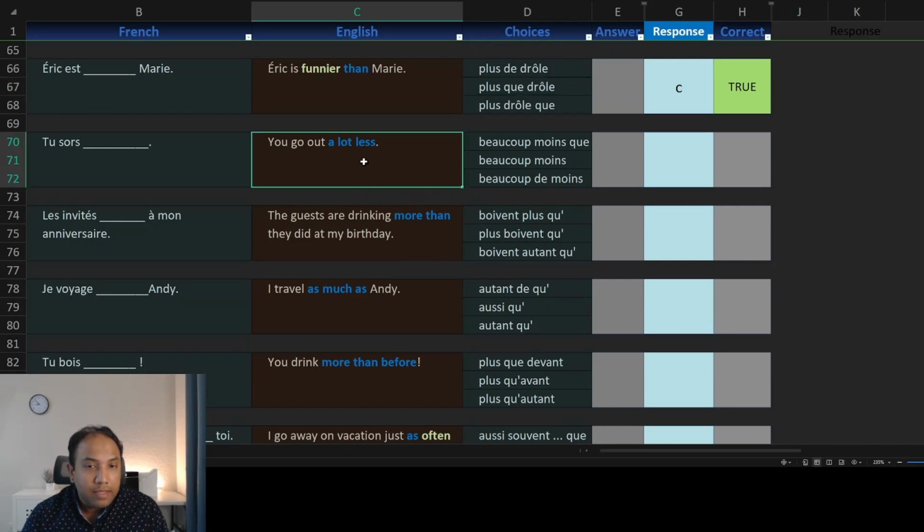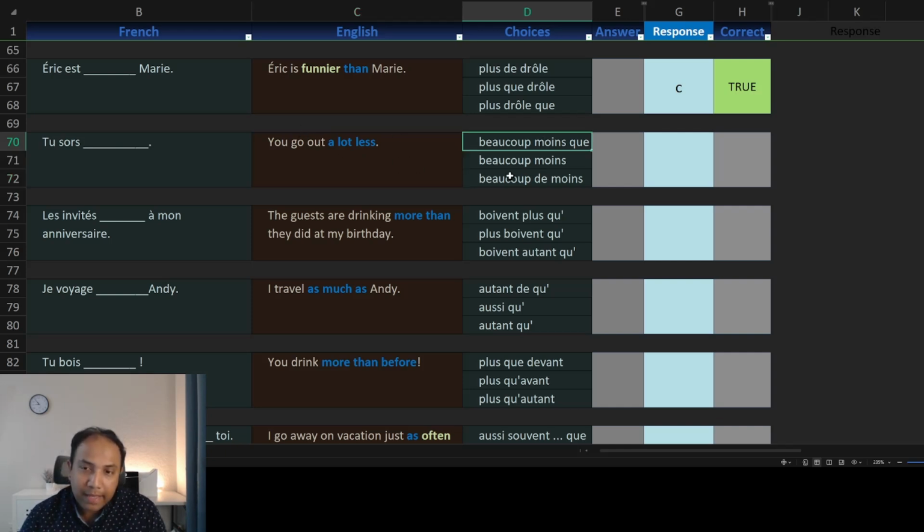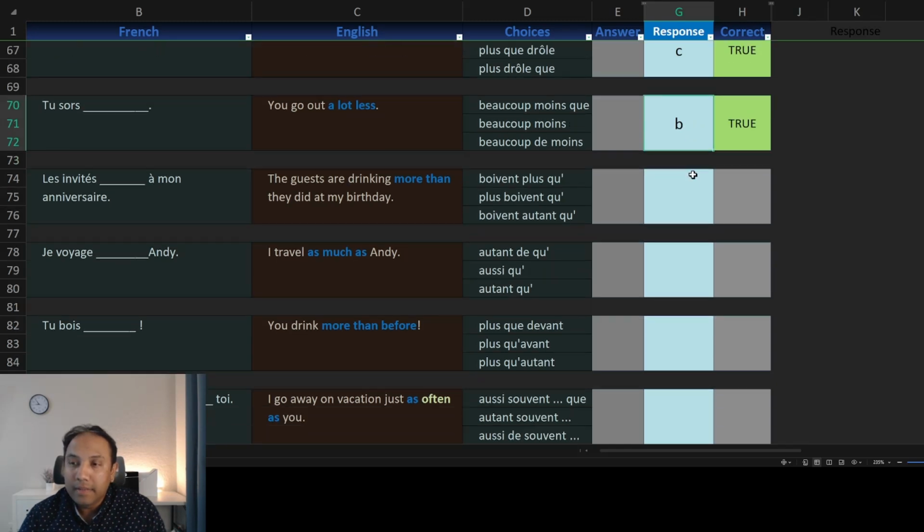You go out a lot less. All right, so in this one, you gotta watch out a little bit because it doesn't say less than someone else. So there's not gonna be a que at the end. Just by looking at this, we can say it's not gonna be A. Tu sors beaucoup moins, a lot less, makes sense. Beaucoup de moins, no, that doesn't make sense. It's not a noun that we're comparing, so it's not gonna have de. So beaucoup moins, B is the right answer. And yep, I got it correct.